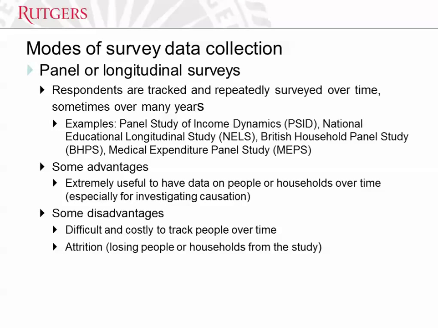Now, another kind of unique survey that is a little different is something called a longitudinal survey, also called a panel survey. That's the idea where you essentially track people over time and you repeatedly survey them, sometimes over many years. And there are some famous examples of this. In the United States, there's the Panel Study of Income Dynamics and the National Educational Longitudinal Study, or NELS, and there's a British Household Panel Study. There's a panel study in Germany. Many countries have some form of panel study, and a lot of medical studies attempt to follow people over time using a longitudinal survey.